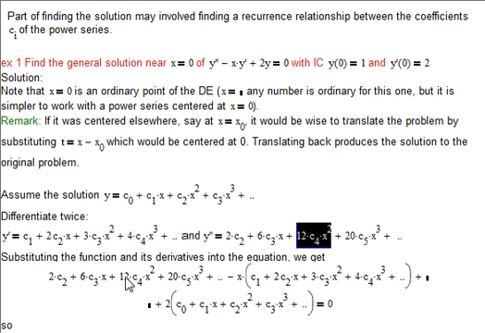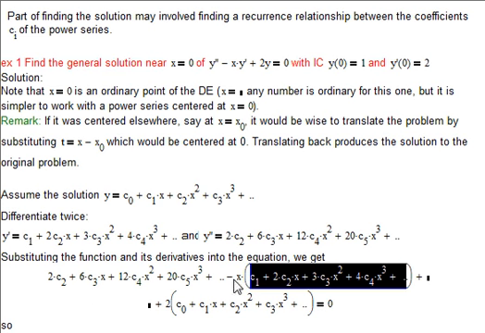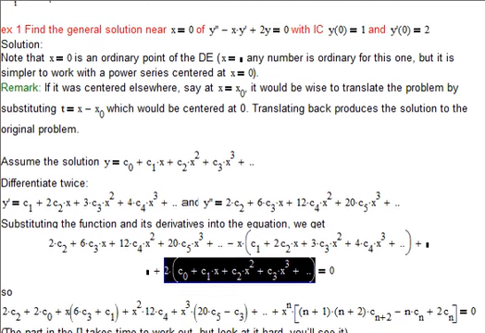So substituting the function and derivatives into the original equation is going to be a little bit painful, but not too painful. It was so long that I couldn't fit it on one line, so I put it here. Here's the y double prime, and then minus x times y prime. So here's the y prime, here's the x, and then plus 2y, which is 2 times the y, and that equals 0.